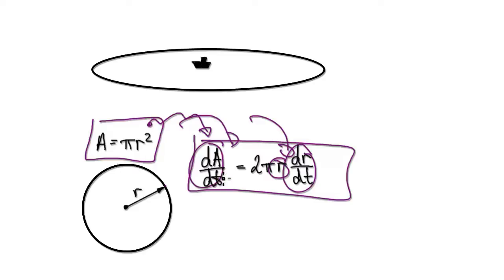What does it even mean? What does dA by dt really mean? Why is it that you can even differentiate it with respect to time? So we're going to try and understand why it is that we can jump from here to here.